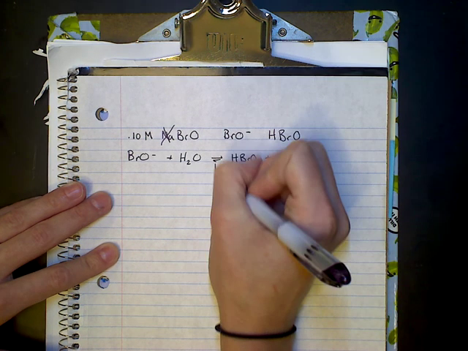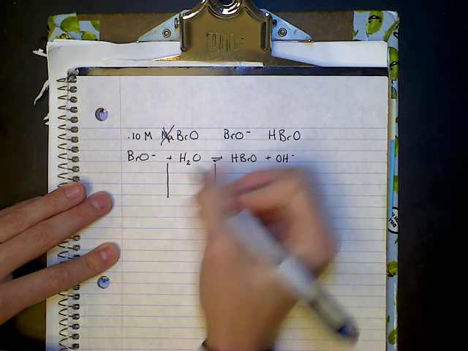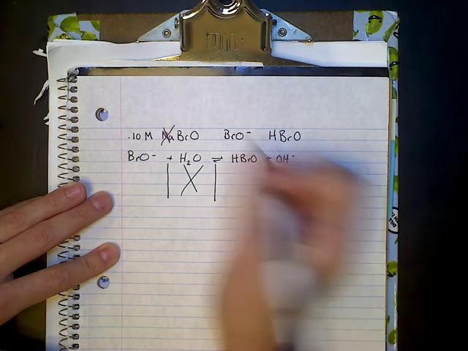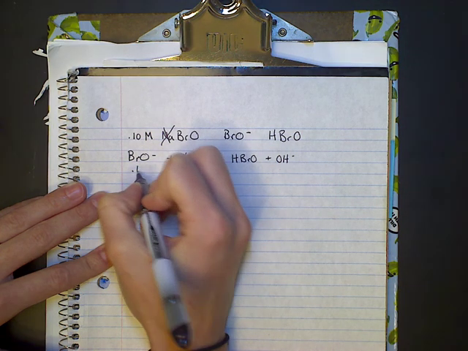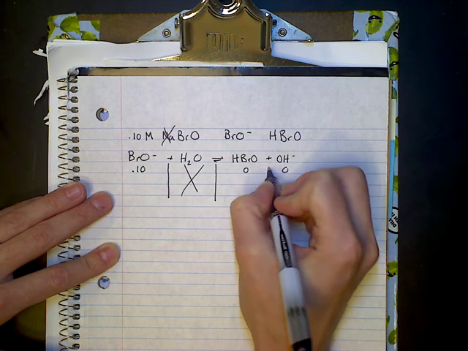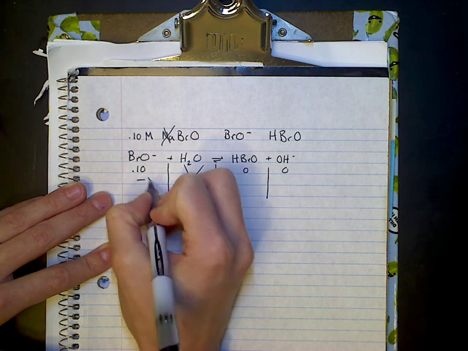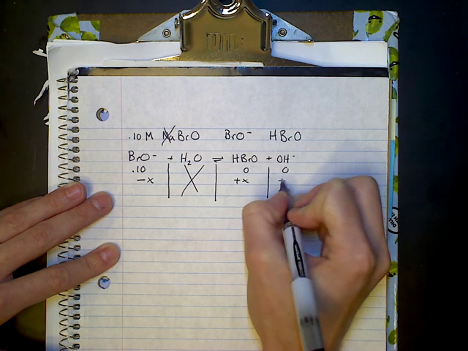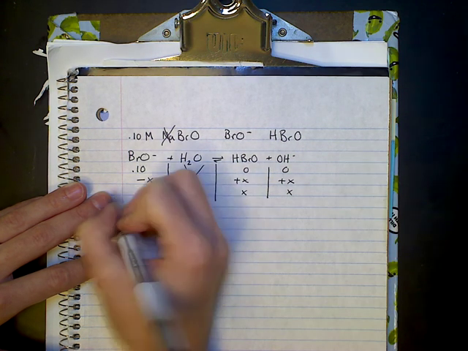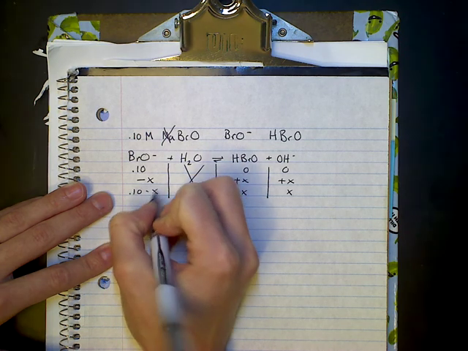Okay, so when we do our ICE table, we're going to ignore water because it's a pure liquid, and then we're going to have our initial concentrations, 0.10, 0, and 0, and then minus x, plus x, plus x, giving x, x, and 0.10 minus x.